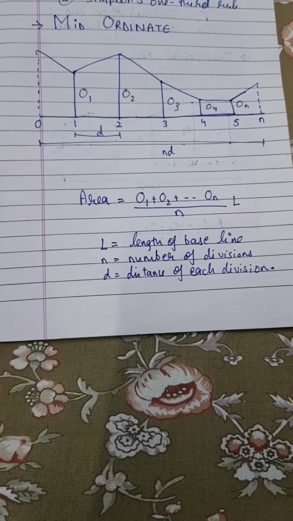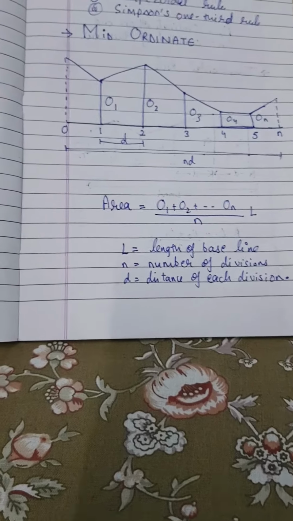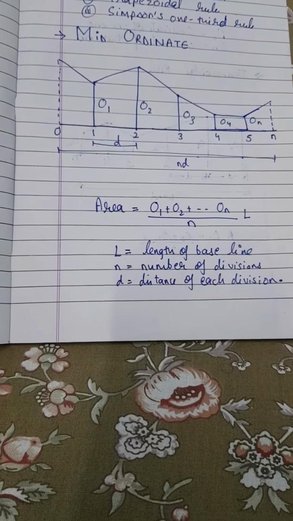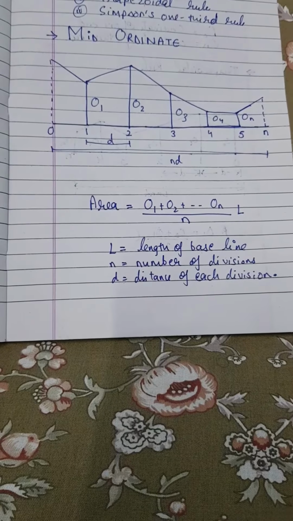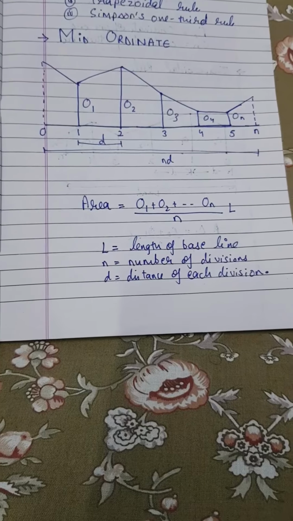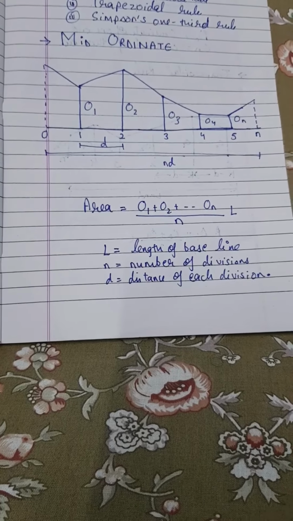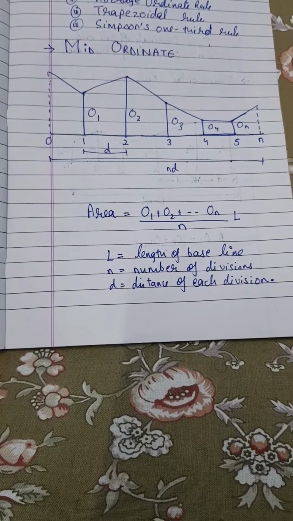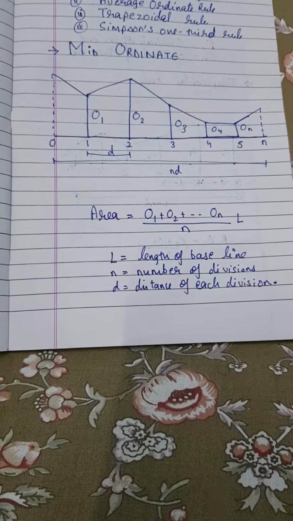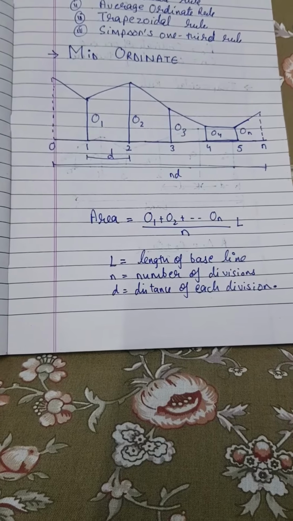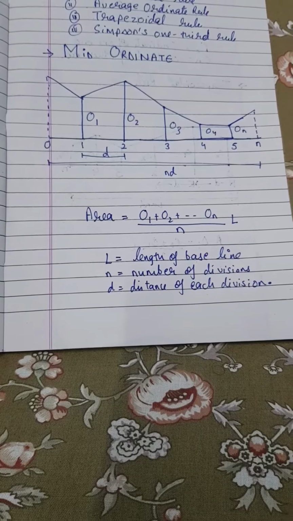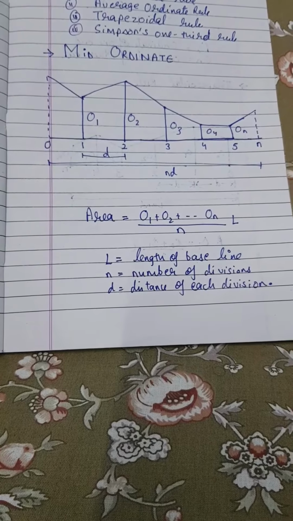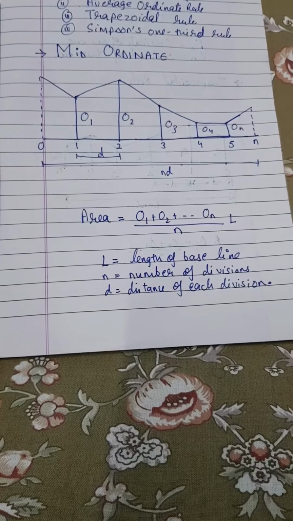Now let's talk about the mid-ordinate rule. This method is suitable for long narrow strips of land. The offsets are measured from the boundary to the baseline of a survey line at regular intervals. The method can also be applied to a plotted map from which the offsets of the line can be scaled off. The area may be calculated by the following rule.